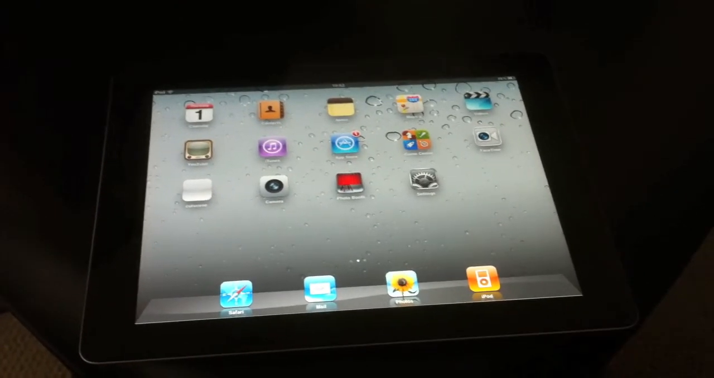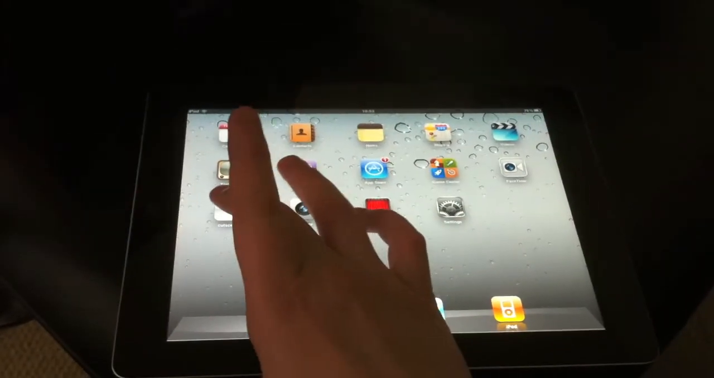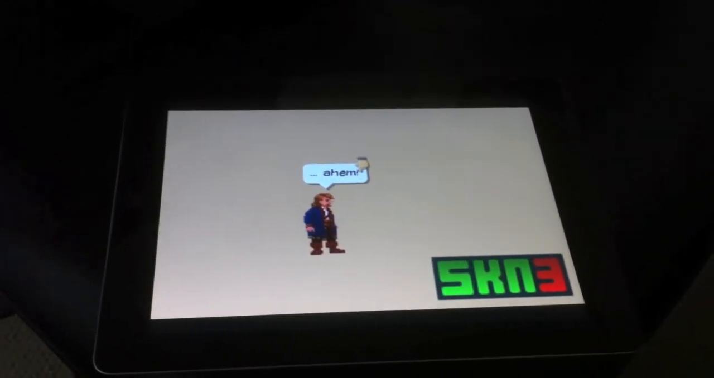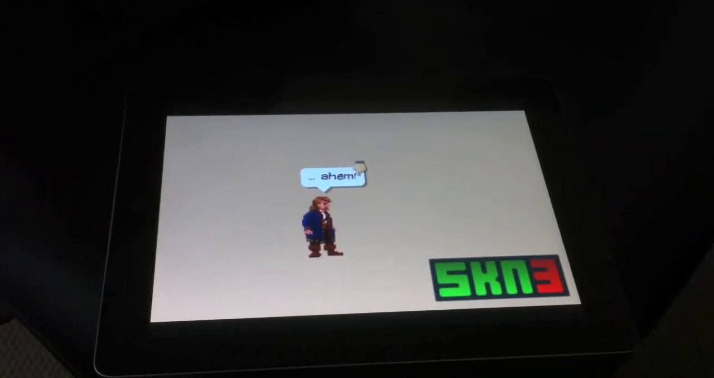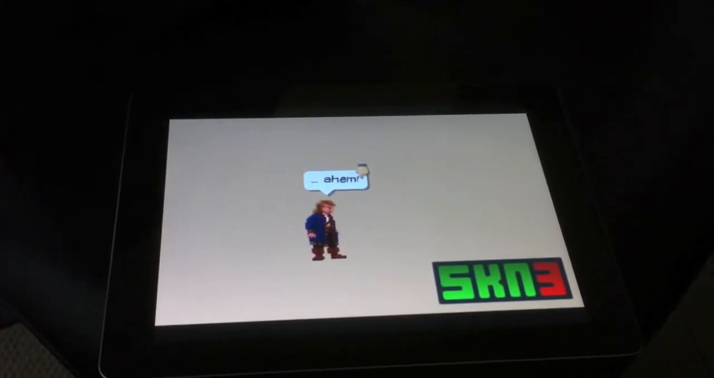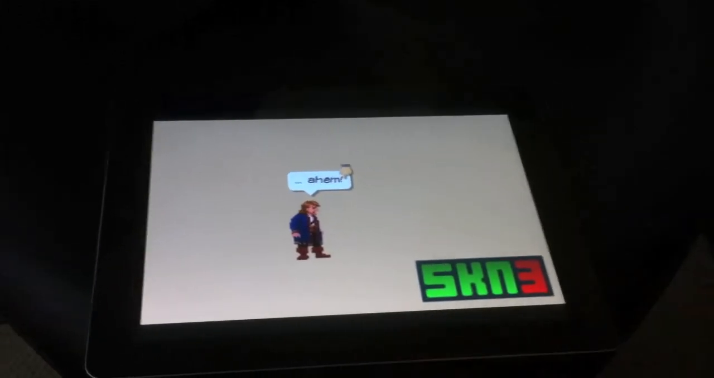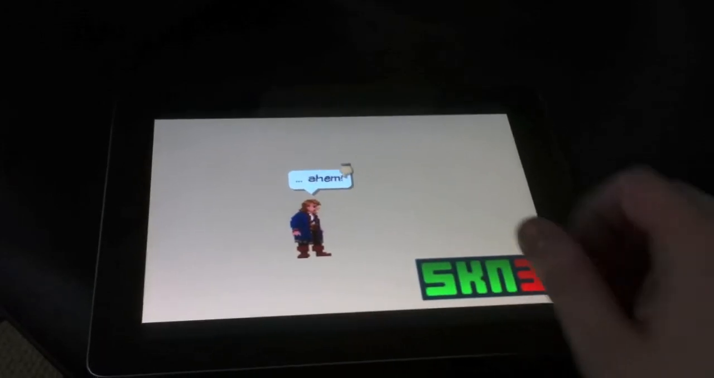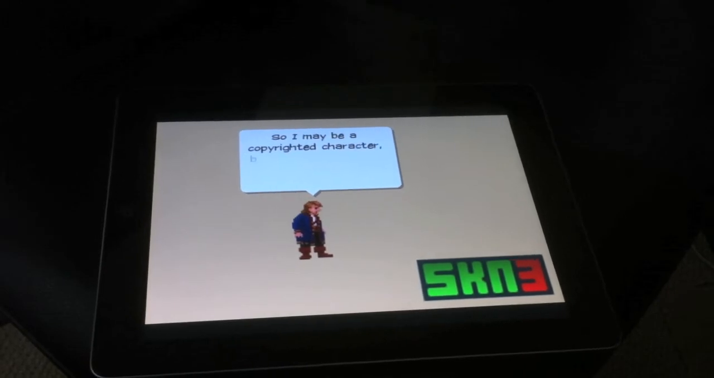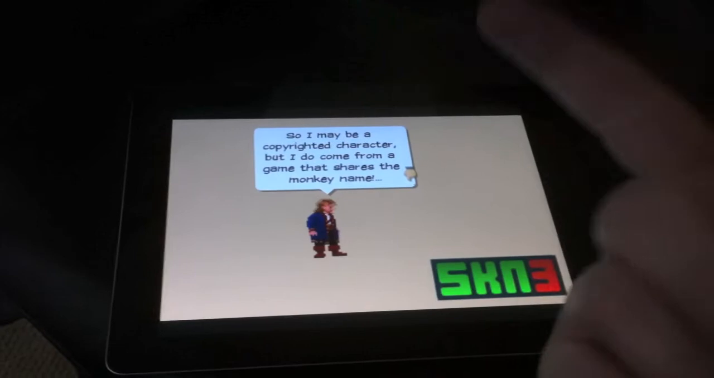So I'll try and keep the camera nice and steady. So let's go. We load up the cutscene. Excuse the copyrighted characters, because the language I'm writing it in is actually called Monkey. So quite fittingly, I'm using some graphics from the Monkey Island series of games. As you can see.